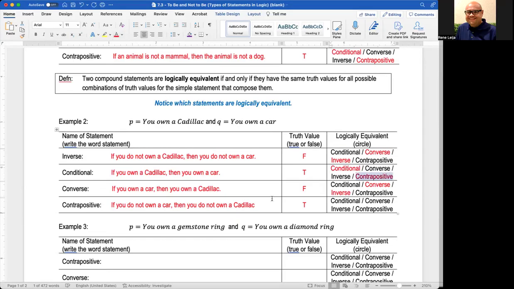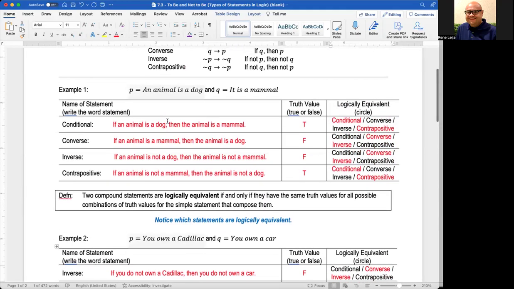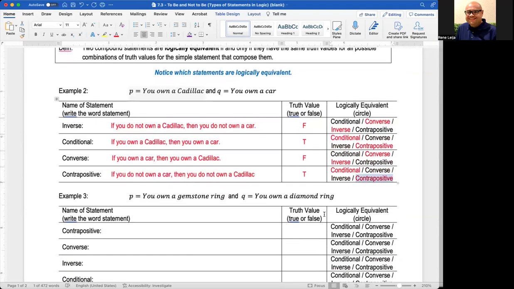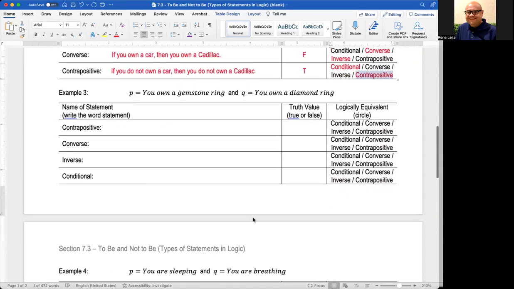All right. Now, if you'll notice, going back to example 1, notice which statements were logically equivalent. For example 1, the conditional and the contrapositive were equivalent, and the converse and the inverse were equivalent. The converse and the inverse are equivalent, and the conditional and the contrapositive are equivalent. That is not a fluke. That is always going to be true. Okay, so that's how you do all of these.